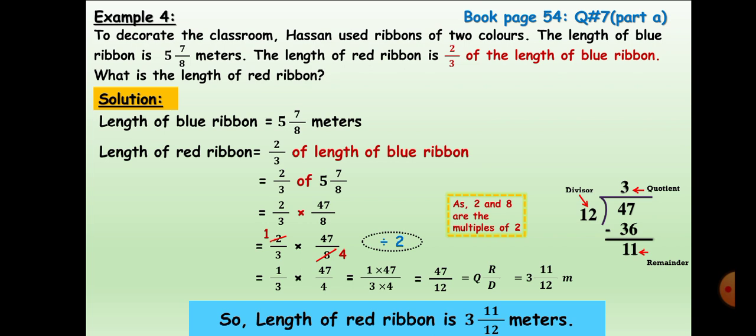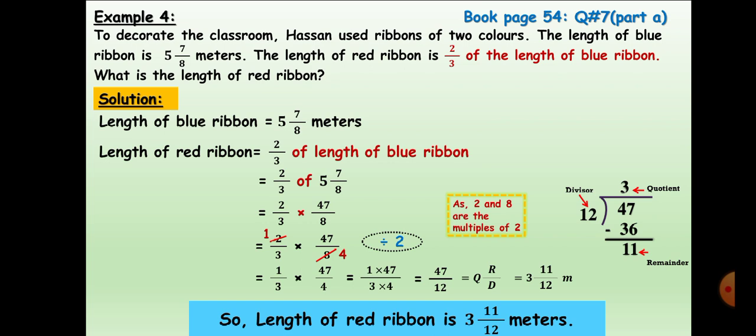Then we are having 2 over 3. So what you're going to do is 2 over 3 times 47 over 8. Here 2 and 8 are both divided by 2. You're going to get 1 over 3 multiplied by 47 over 4. So you have to multiply the numerator with numerator, denominator with denominator. You're going to get 47 over 12.